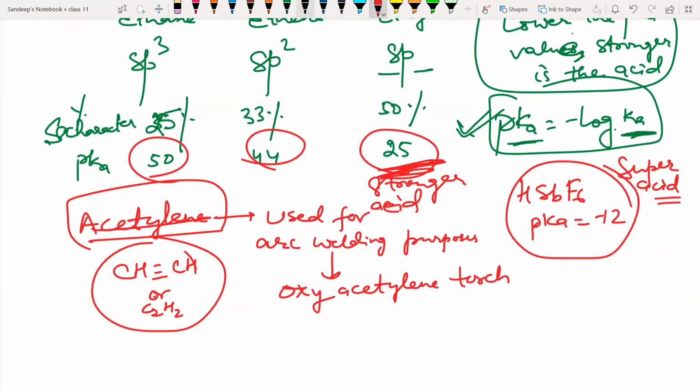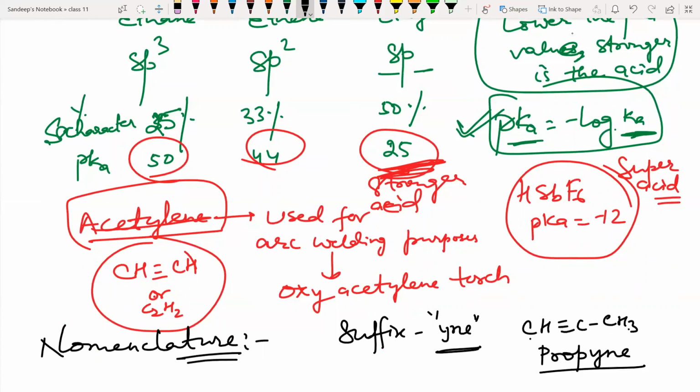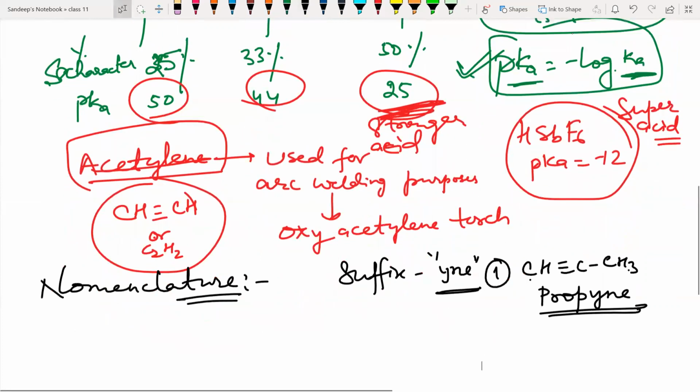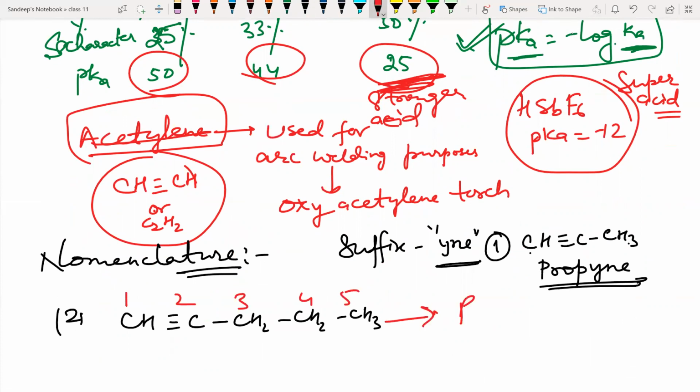Now we will discuss nomenclature. The suffix that you will use is "-yne". Like if you have CH triple bond C CH3, it has 3 carbons, so it is called propyne. Second molecule. The priority is given to the triple bond, so it will be 1, 2, 3, 4, 5. So 5 carbons, it is called pentyne.